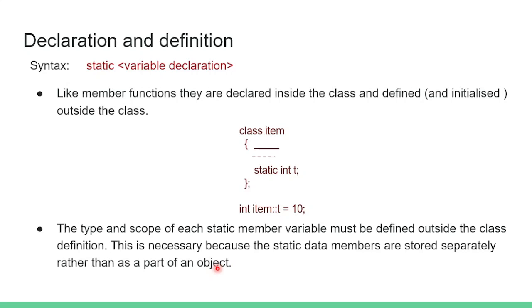So this is very important. The type and the scope of each static member variable must be defined outside the class definition. This is necessary because static data members are stored separately rather than as a part of an object.